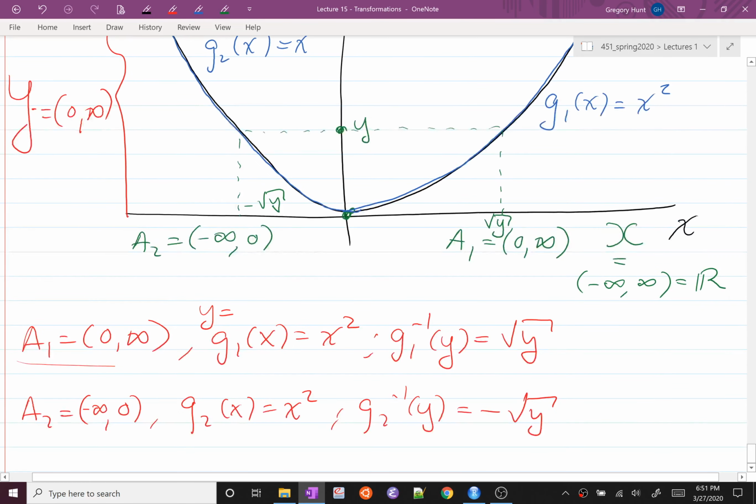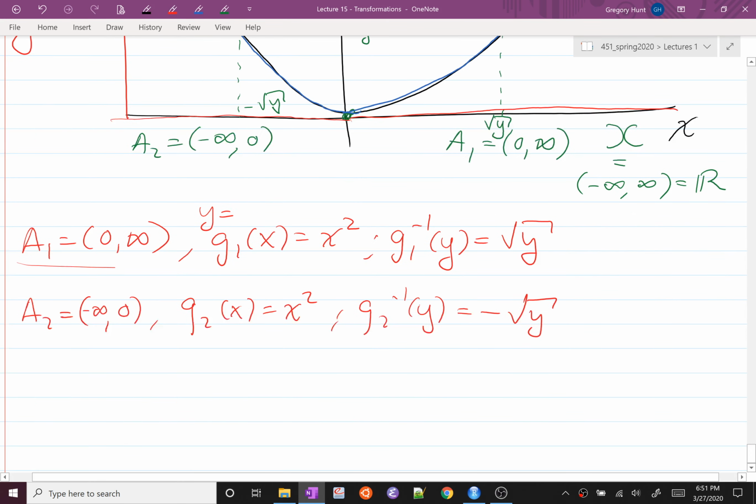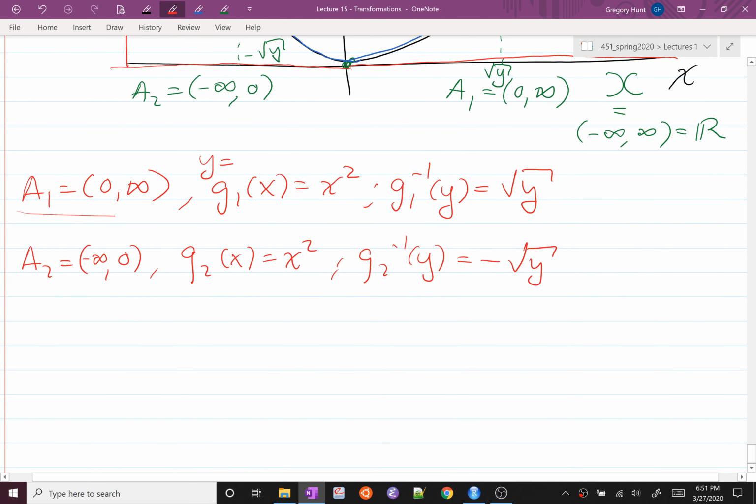On this part, a1, the inverse of x squared is just square root of x. And on this chunk, a2, the inverse is negative square root. Just to keep, we've got to keep these things all straight. The other quantities we'll need, we need to calculate the derivatives.